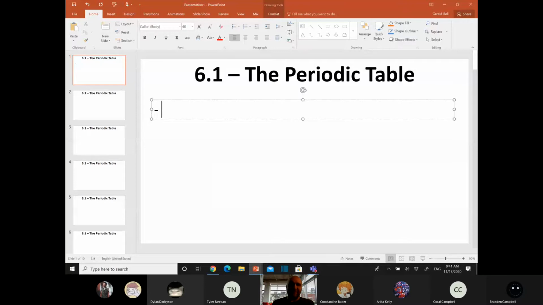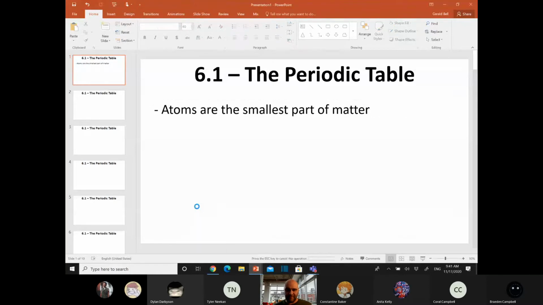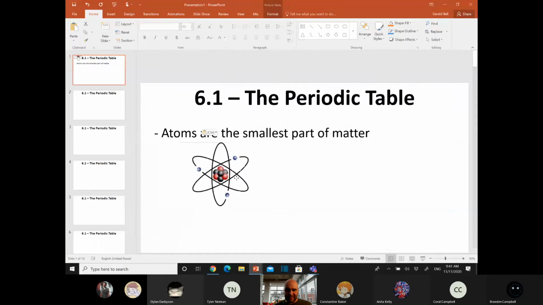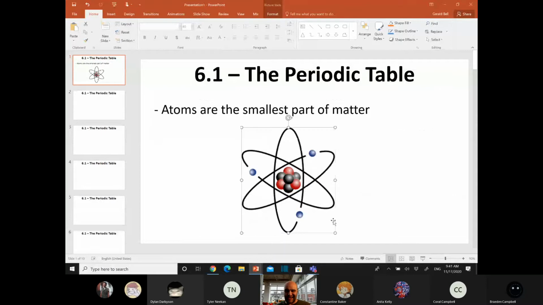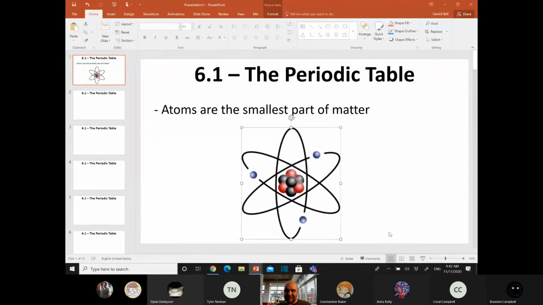Okay. So let me get a few things up here for you guys to copy. Atoms are the smallest part of matter. And I want you guys to draw this picture of the atom as best you can. The rings might be a little difficult here, but yeah, do your best. We're going to label some stuff.